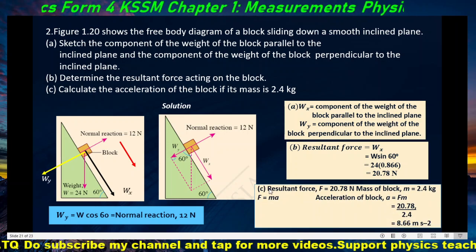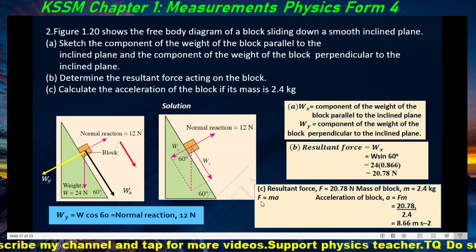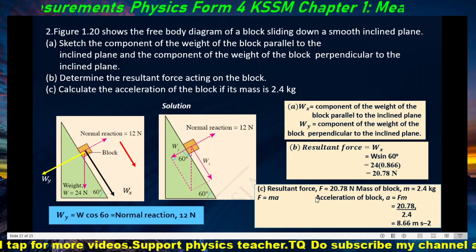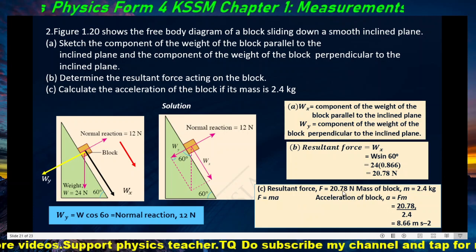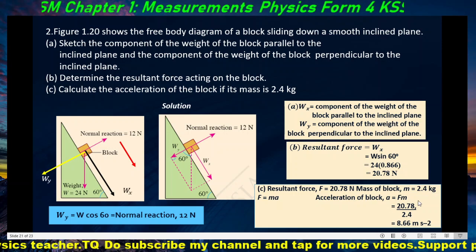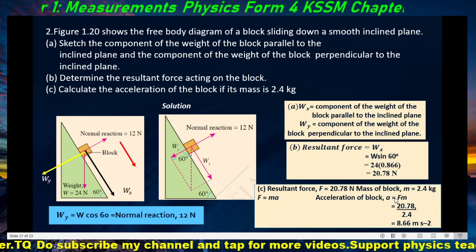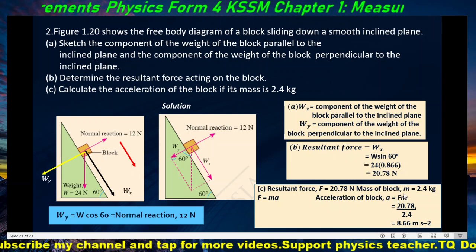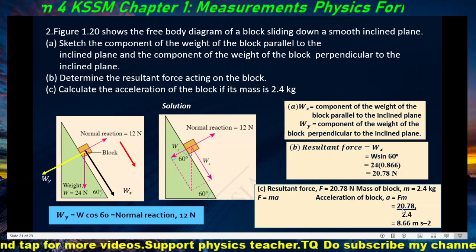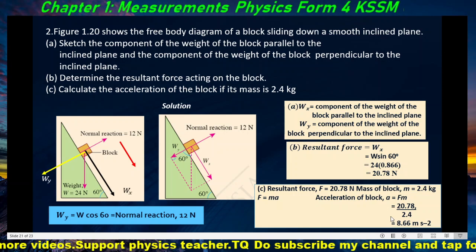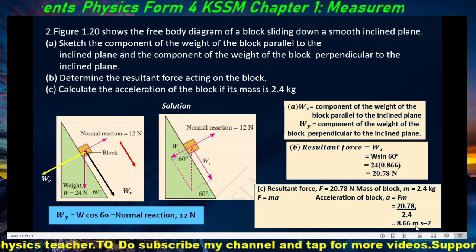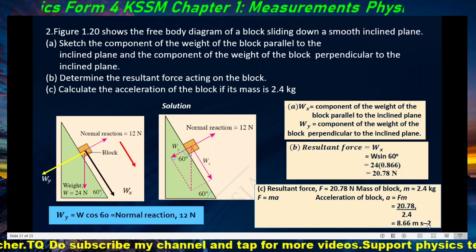Now we want to calculate acceleration, meaning use the formula F equals to ma. Okay, F equals to 20.78 Newton. Mass given 2.4 kilogram. Thus, we can calculate acceleration a equals to F divided by m, equals to 20.78 divided by 2.4, and the answer is 8.66 meters second to the power negative 2.